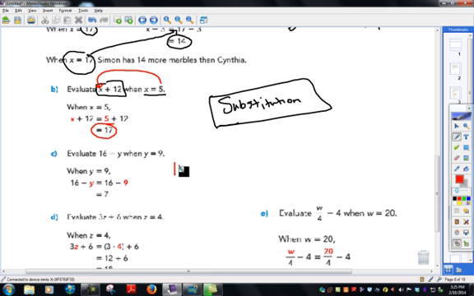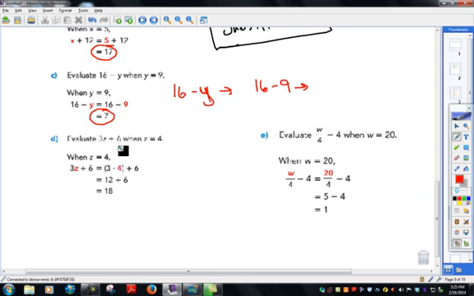Okay? This says 16 minus y when y equals 9. So by the way, this is a y, not a 4. We're going to do 16 minus 9 to see what that value is. And it is 7. Okay? Here, 3z plus 6. Okay, let's write this one out. This is where it gets a little bit more complicated, but not really.